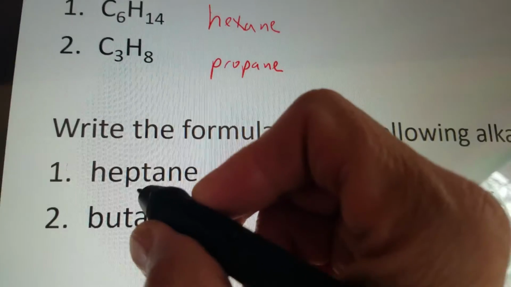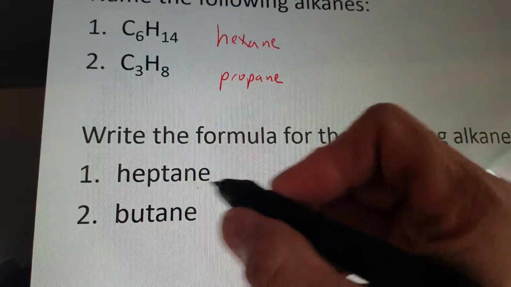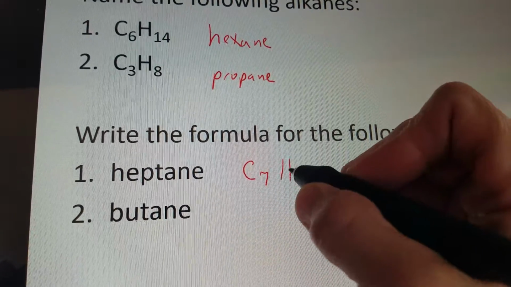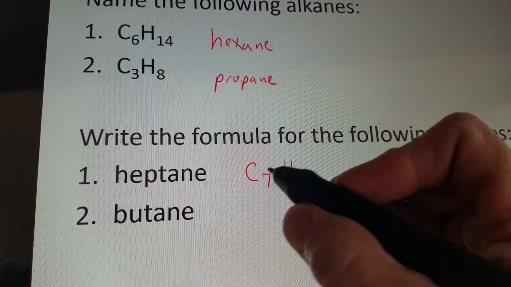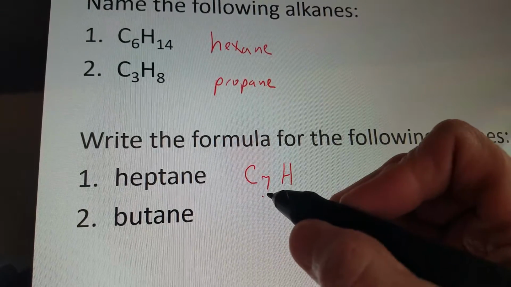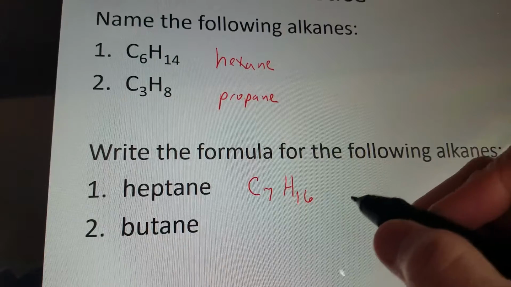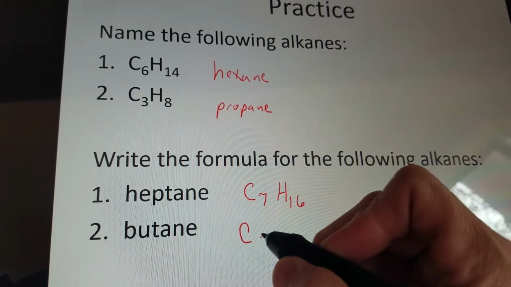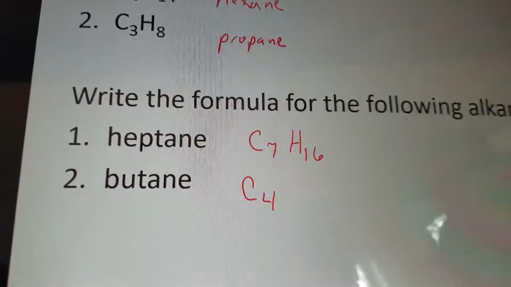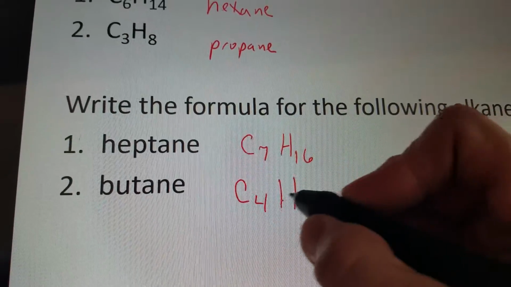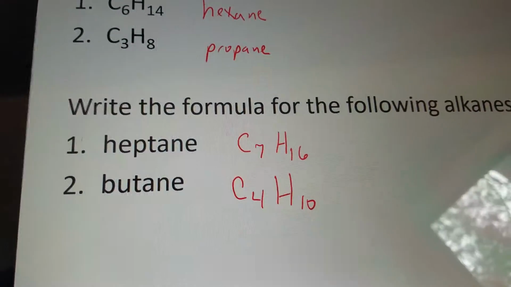If I have heptane, if I'm writing the formula out of the name, hept means 7, so I'll have 7 carbons. And then to figure my hydrogens, remember it's going to be twice the number of carbons, so that would be 7 times 2 or 14, plus 2 would give me 16. And then for butane, the but tells me I have 4 carbons. 4 times 2 is 8, plus 2 gives me 10 for my hydrogen number.